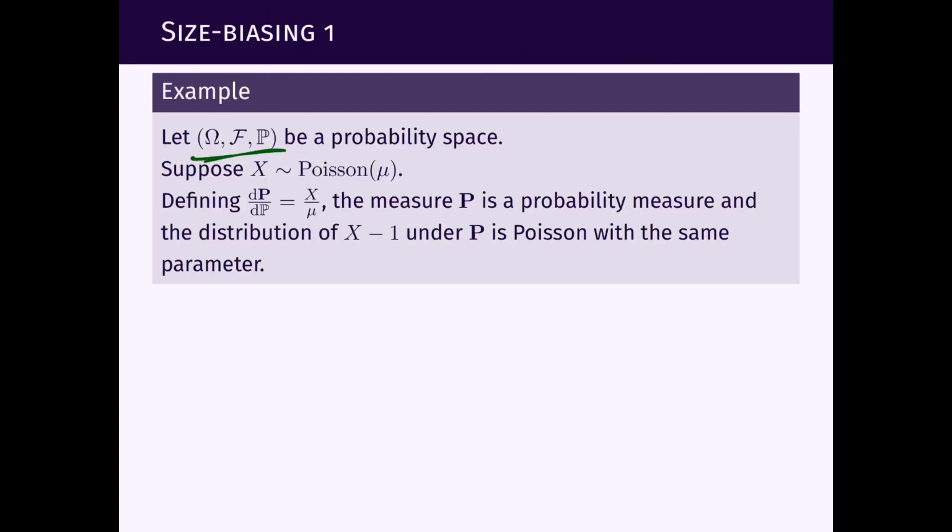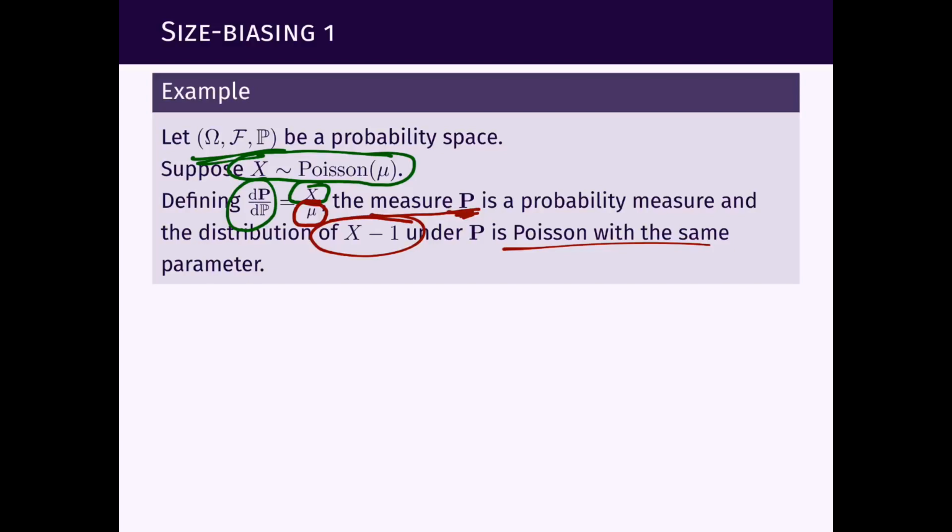We have a probability space. On that probability space, we have a Poisson random variable. And now we make a size bias of this variable. What is the size bias? We take a factor x as the Radon-Nikodym derivative of the new measure that we are defining, and we divide by the expectation of x. Well, we know from previous modules that the expectation of a Poisson variable is mu. And under this new measure, the distribution of x minus 1 is again a Poisson.